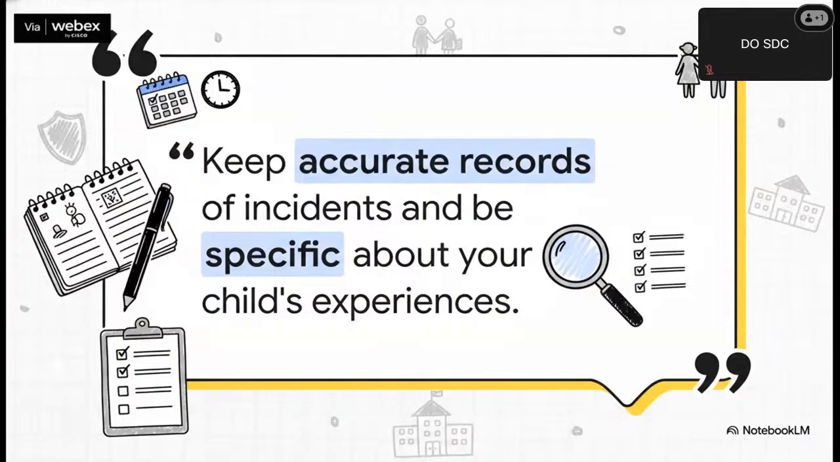Okay, this piece of advice right here is absolutely critical. Once you've provided that emotional support, it's time to get practical. Write down everything. What happened, when it happened, where it happened, who was there. This documentation is your superpower. It turns a general concern into a specific, factual report that the school can actually act on.